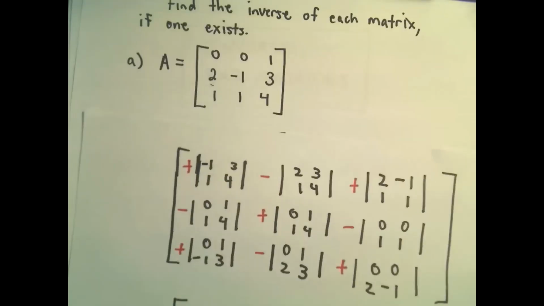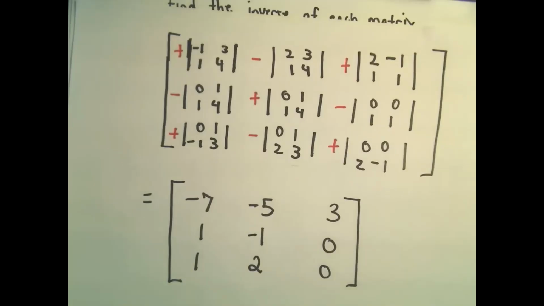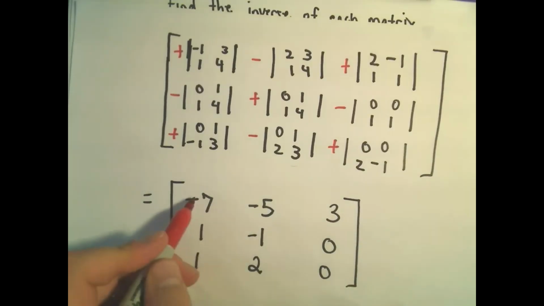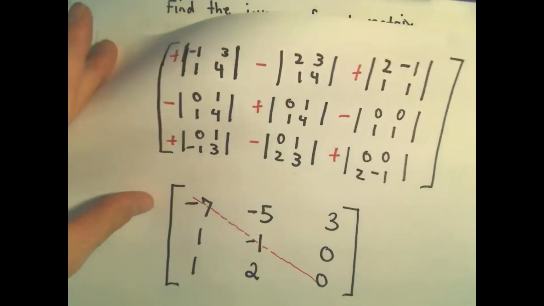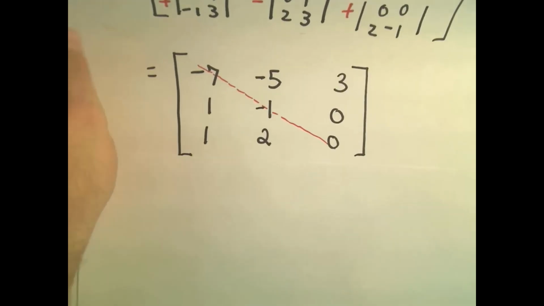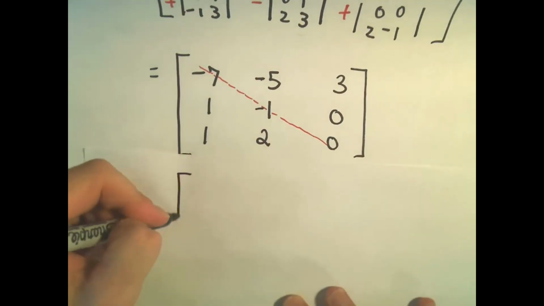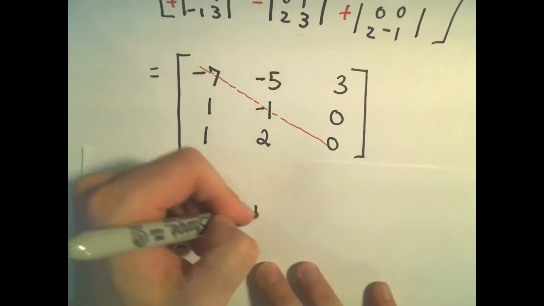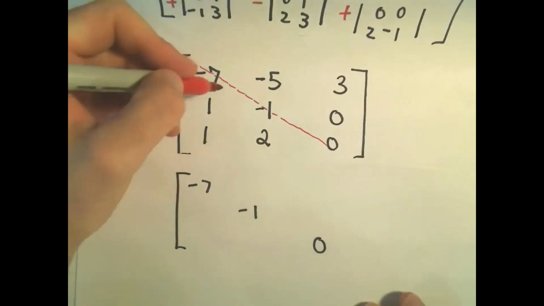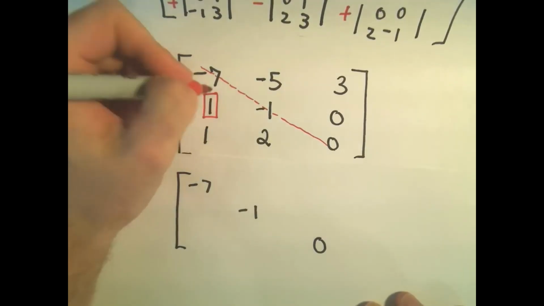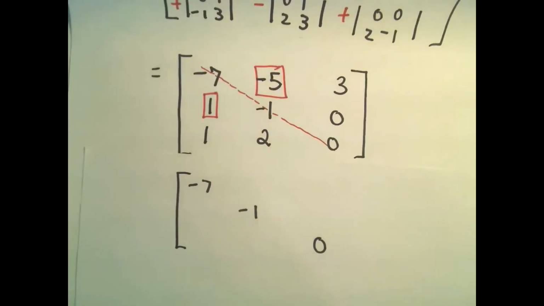Okay, so the next thing we have to do is we're going to have to now do a little reflection. And what we do is we reflect things about the diagonal. So this is going to be the diagonal. Those numbers are going to stay right where they're at. Okay, so I'm not going to move those numbers at all. So let's see. I'm going to leave the negative 7, the negative 1, and the 0 alone. But then we reflect the other elements about the diagonal. So the 1 and the negative 5 are going to switch places.